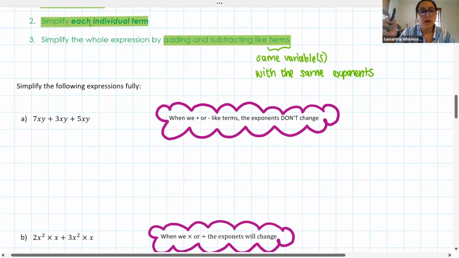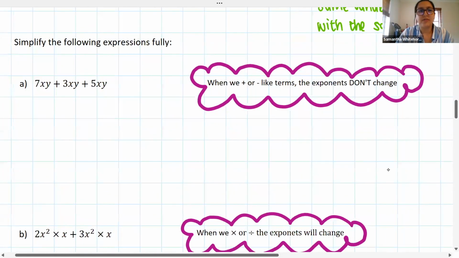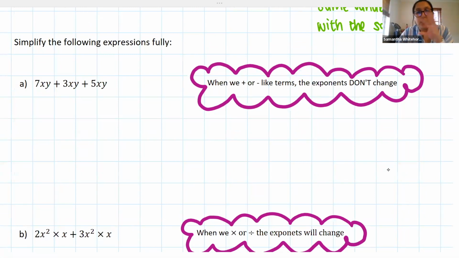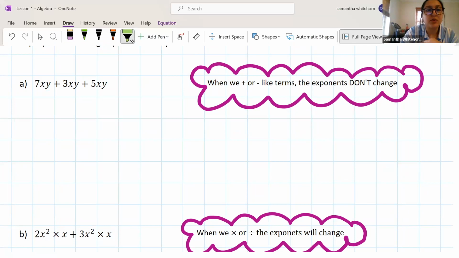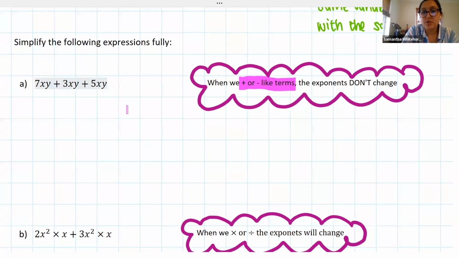Okay. Right, so guys, if we have a look at our first question that we have here, we are going to simplify this expression. Now, I've just added a little bubble here for ourselves, that what we need to remember is that when we add or subtract like terms, our exponents do not change. Now, that's really important. When we add or subtract like terms, the exponents don't change. They stay exactly the same.